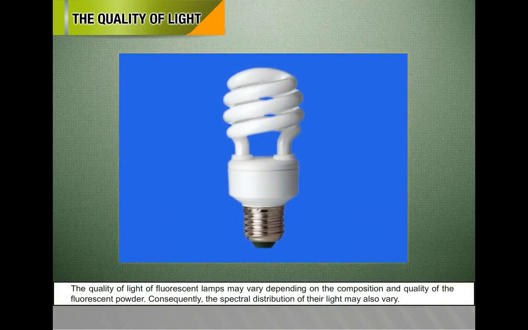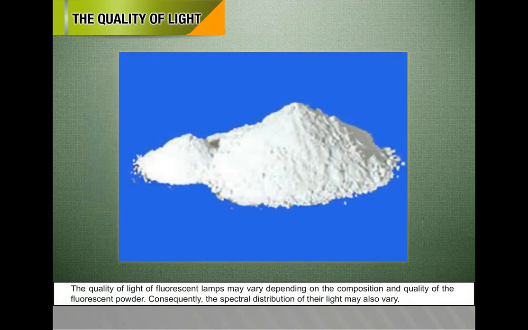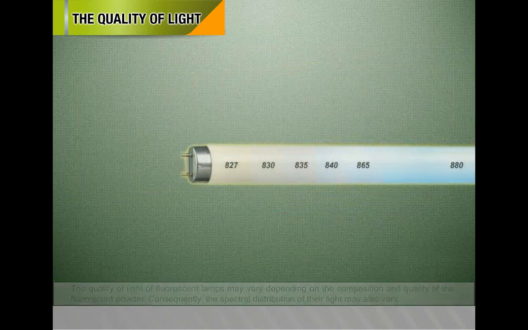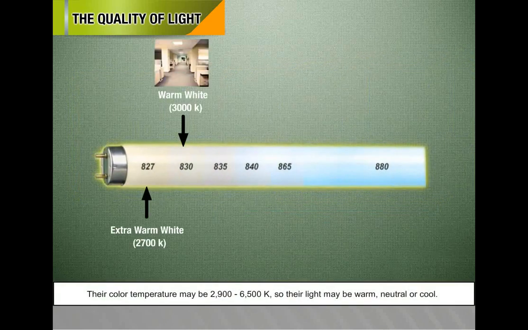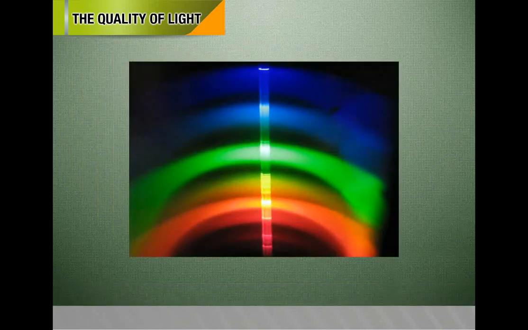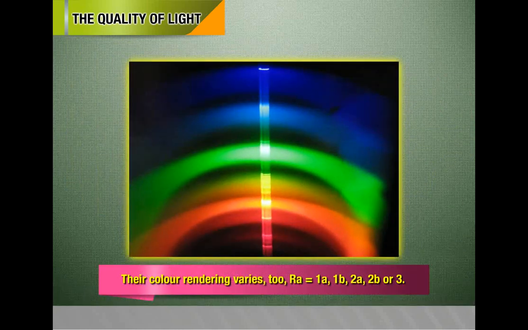The quality of light of fluorescent lamps may vary depending on the composition and quality of the fluorescent powder. Consequently, the spectral distribution of their light may also vary. Their color temperature may be 2900 to 6500 Kelvin, so their light may be warm, neutral, or cool. Their color rendering varies too. Ra is equal to 1A, 1B, 2A, 2B, or 3.